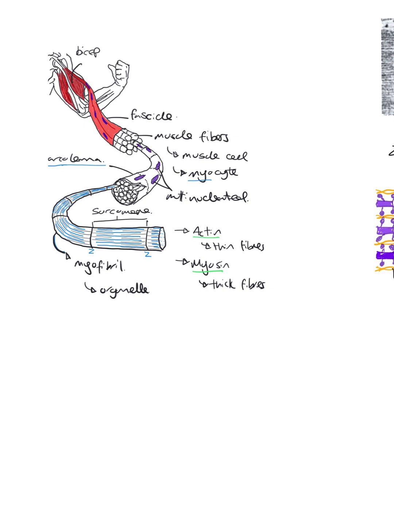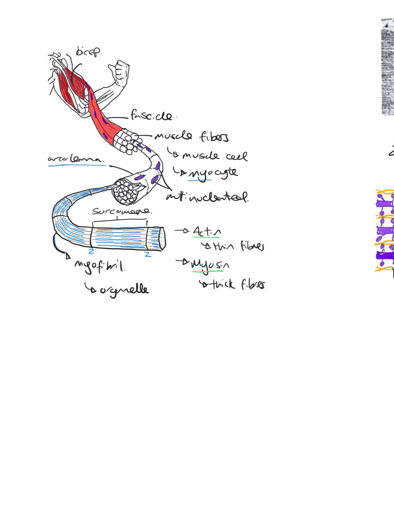So if we can just look at the picture which is on screen at the moment, very super speedy recap for you here. We've got the main bicep muscle. That muscle is made up of fascicles, and each fascicle is made up of muscle fibres, and the muscle fibre is the actual muscle cell, and a muscle cell is referred to as a myocyte, and as we can see here, it is a multinucleated cell.